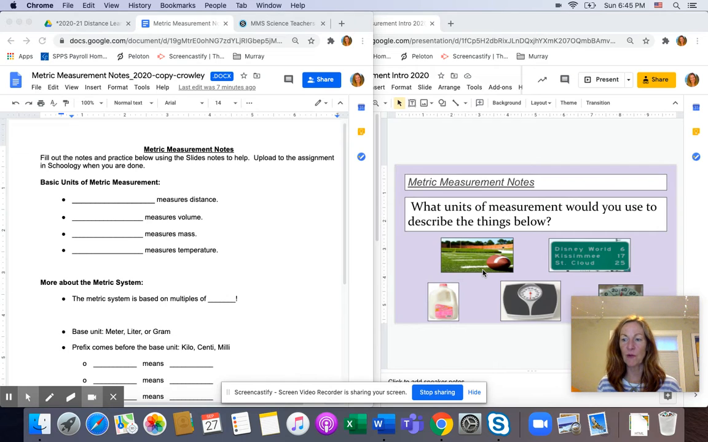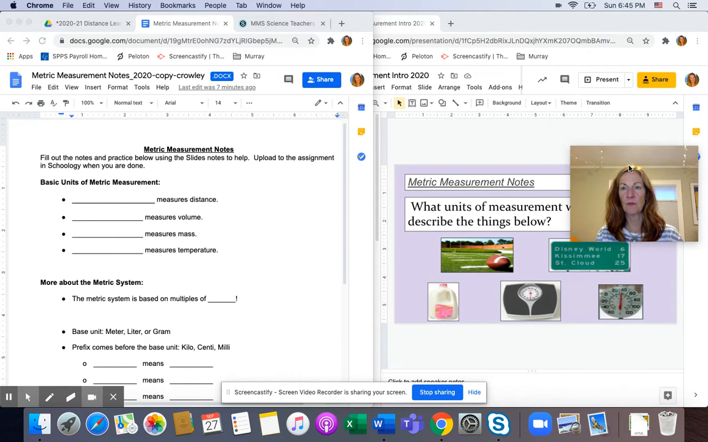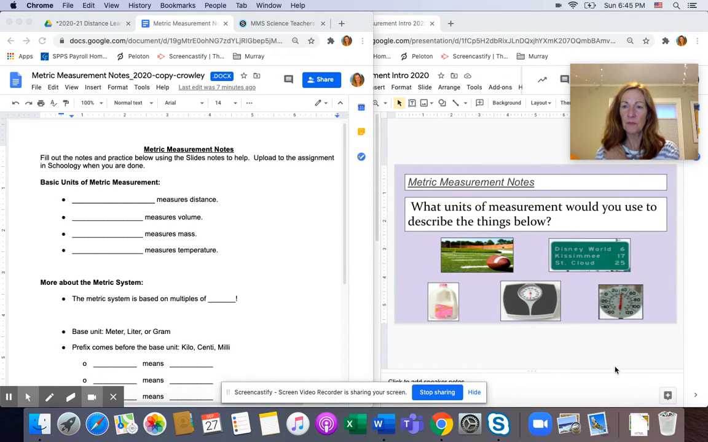Okay, so in your problem of the day, you were supposed to answer what units of measurement you would use to describe the things below. Like here we have a football field, right? And here, this is a sign that you'd see on the road showing how many miles it is to get to a place from wherever you are. Here's your milk and a scale, and then this would be, I'm going to move this up here, a thermometer, right? So the air temperature. So what kind of units would you use?